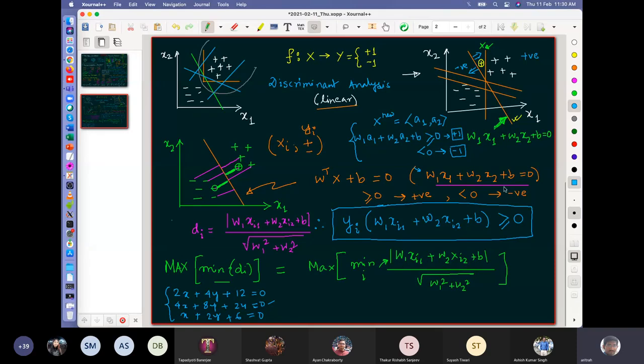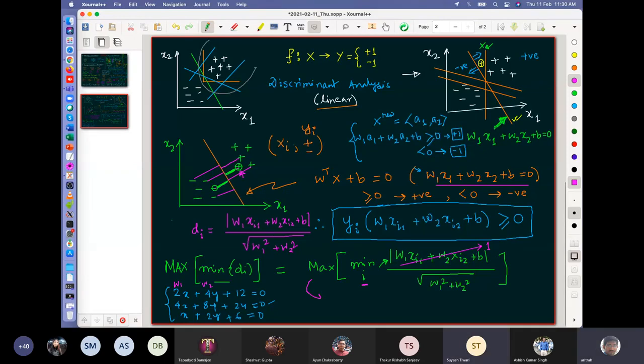For theoretical easiness, when I minimize this with respect to point xi, I can choose W1, W2 in such a way that the minimum distance point gets this value to be 1. Among all points, the one which gives me the minimum distance, I can choose W1, W2, and B in such a way that the numerator computes to 1.